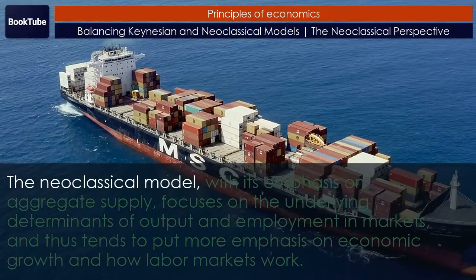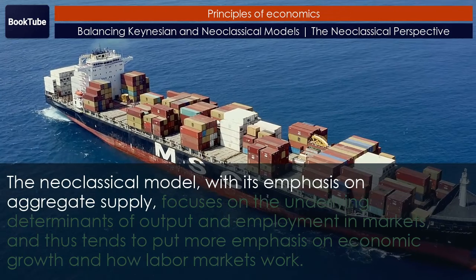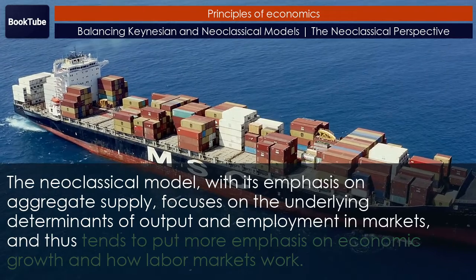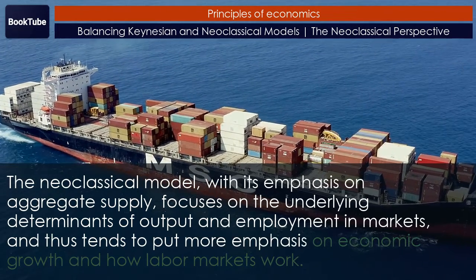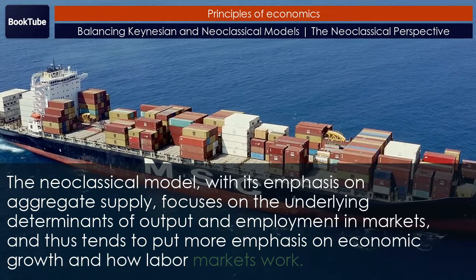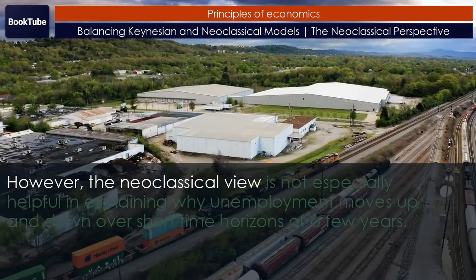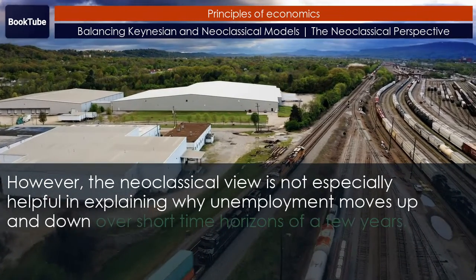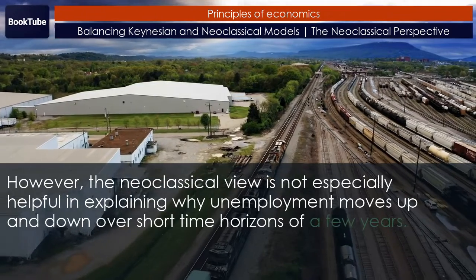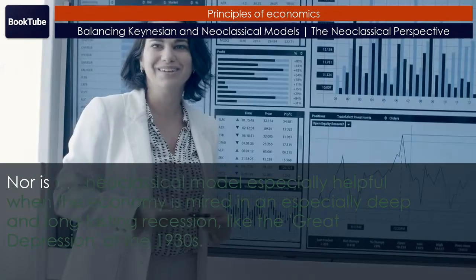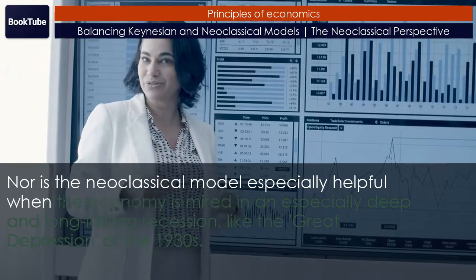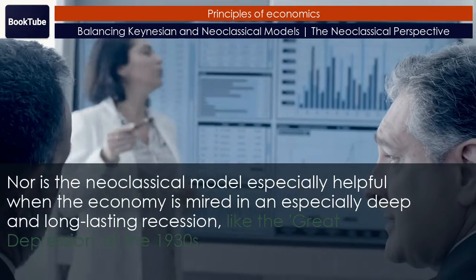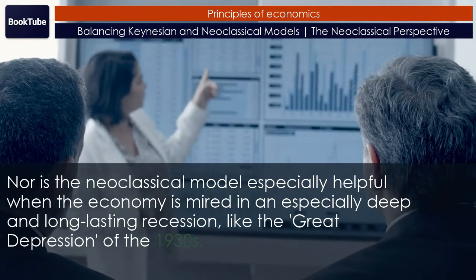The neoclassical model, with its emphasis on aggregate supply, focuses on the underlying determinants of output and employment in markets, and thus tends to put more emphasis on economic growth and how labor markets work. However, the neoclassical view is not especially helpful in explaining why unemployment moves up and down over short time horizons of a few years. Nor is the neoclassical model especially helpful when the economy is mired in an especially deep and long-lasting recession, like the Great Depression of the 1930s.